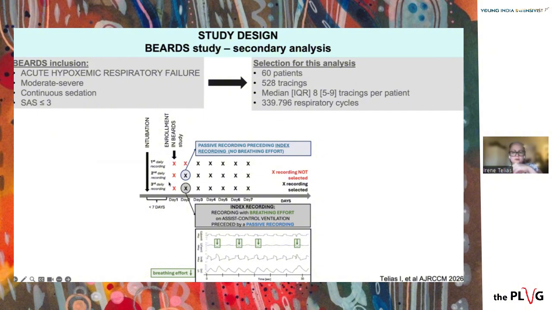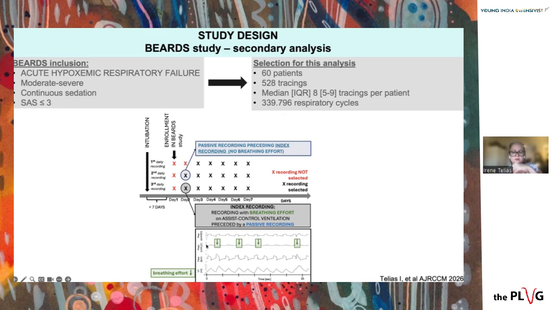In this study, we collected recordings 3 times per day, from day 1 to day 7, in the morning, afternoon, and evening. And for this analysis that I'm going to show you, we selected recordings that had active breathing with a previous recording that was completely passive. They had to have some breathing effort, but on the previous recording, the patient was completely passive.